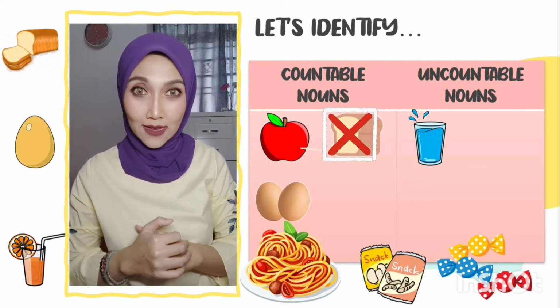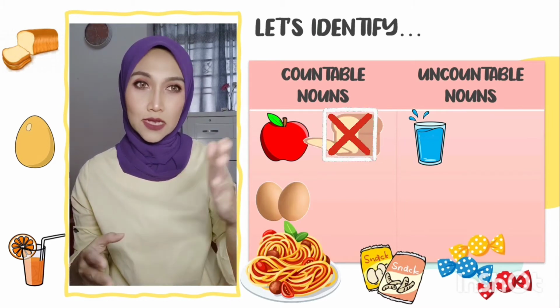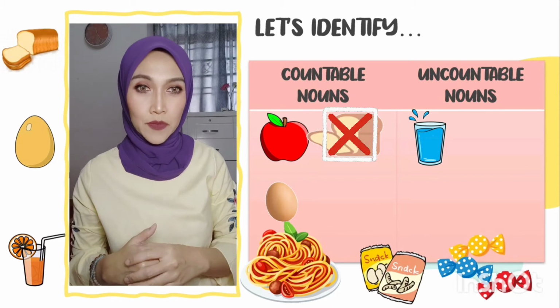Eggs and eggs. Eggs. Can you count eggs? Very obvious. 1 egg, 2 eggs. You can count eggs, so it's also countable nouns.